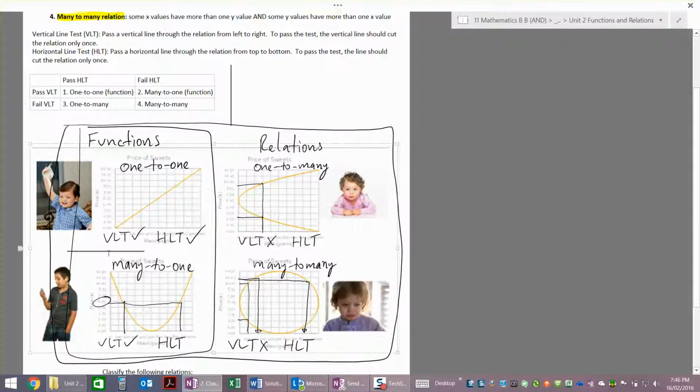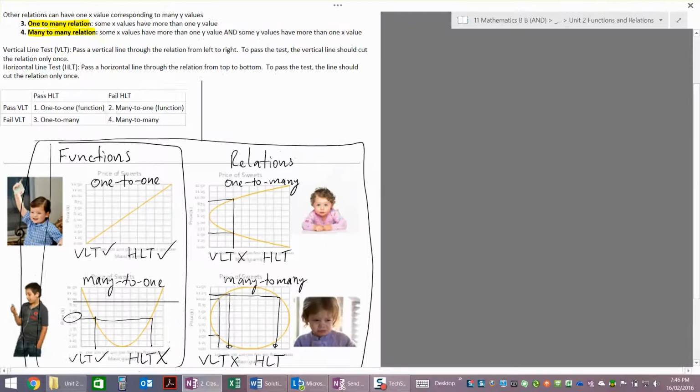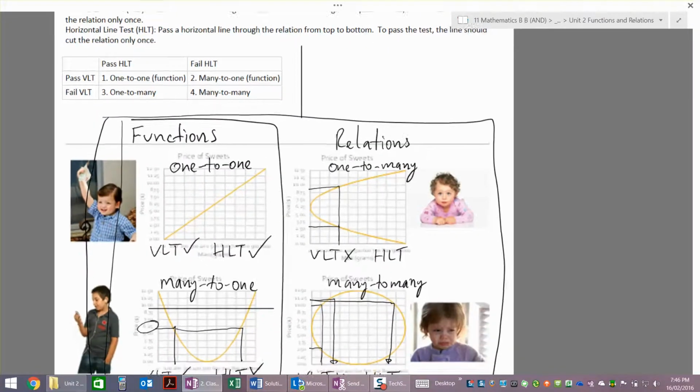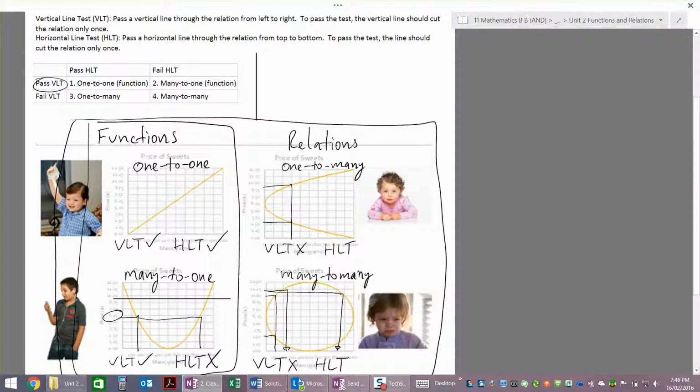I'll go down to, I always forget these guys' names, Phillip. Okay, my horizontal line test. Should probably make the line a little bit bigger. Pass it down from top to bottom. We can see already that the horizontal line is passing through that yellow curve in more than one spot. So this one fails the horizontal line test. And if we look at our table, okay, it passed the vertical and failed the horizontal. So we're in here, a many-to-one function. And that's what we classified it as.